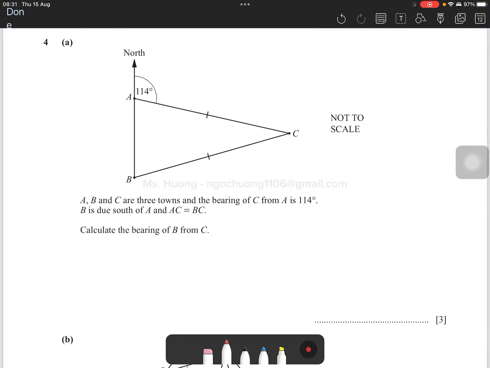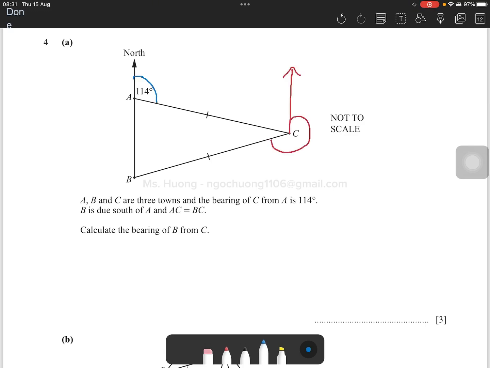Question 4. A, B, and C are 3 towns and the bearing of C from A is 114 degrees. B is due south of A and AC is equal to BC. Calculate the bearing of B from C. The bearing of B from C means we start at C and then find the angle between that and the line BC. So this is the bearing of B from C.